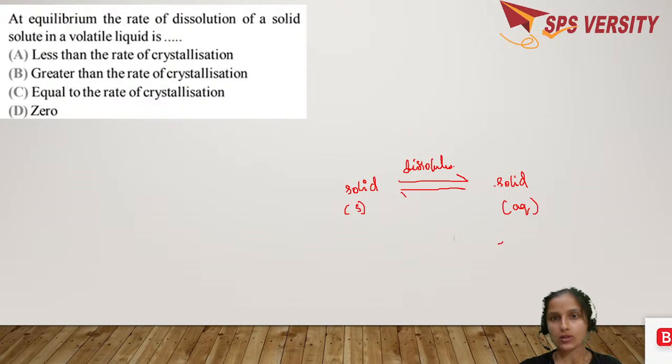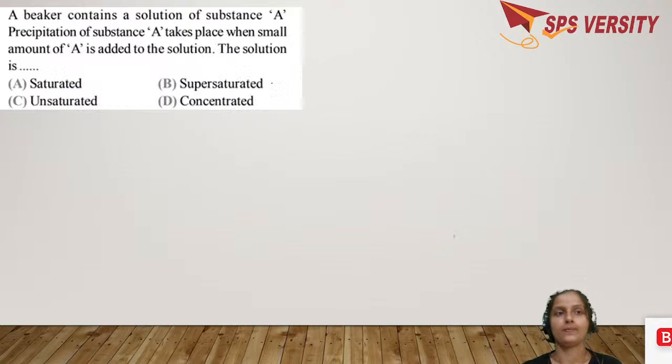You are dissolving the solute. And then the aqueous, which is dissolved, is converted back into a solid. This is called crystallization. So whenever you are at equilibrium, the rate of dissolution of a solid in the volatile liquid will be equal to the rate of crystallization. So the correct answer would be option C. The next question.